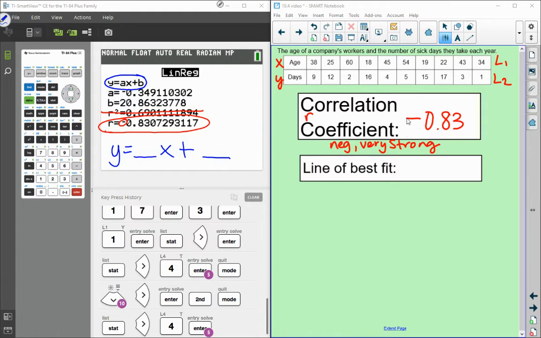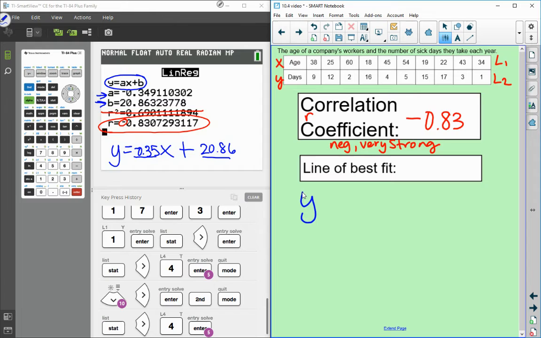Now notice that I didn't fill in the a and the b, because it gives us a and it gives us b. It's telling us where to put the numbers. So in the a spot, we're going to put negative 0.53, and we're going to round to 2 decimal places, so 0.35. And then in the b spot, it's going to be 20.86.